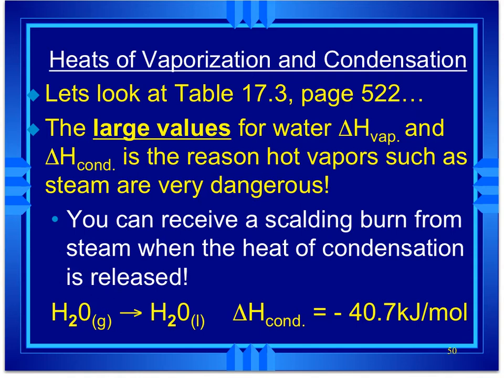So I think that this slide is pretty interesting because it puts these values for delta H vapor and condensation into some perspective. So here it says that the large values for water, their delta H for vaporization and their delta H for condensation, is the reason that hot vapors such as steam are very dangerous. So you can receive a scalding burn from steam when the heat of condensation is released. So when you go from a gas to a liquid, remember that we're releasing lots of energy here, so that's a pretty sizable amount.